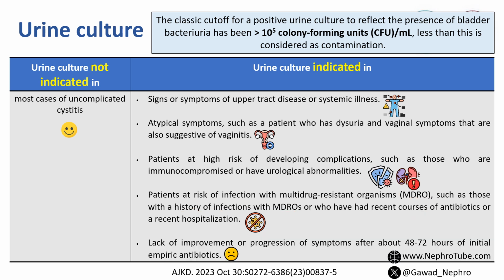And finally, urine culture is indicated if there is lack of improvement or if there is progression of symptoms after 48 to 72 hours of initiation of empiric antibiotics in a patient who you didn't do a urine culture for before. So these are the indications to do a urine culture in patients with urinary tract infection.